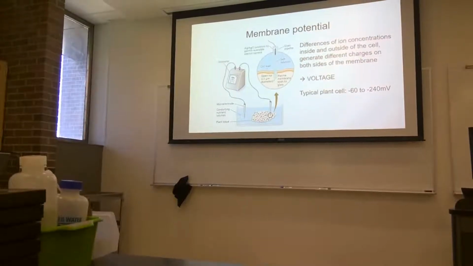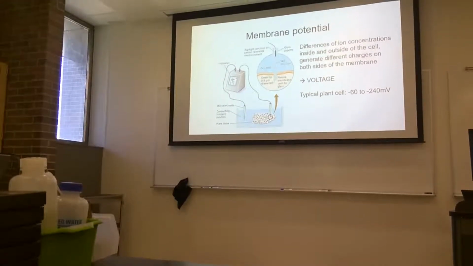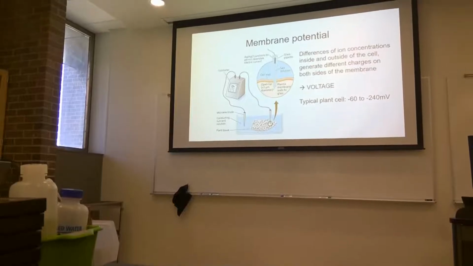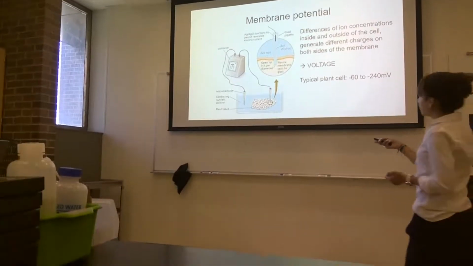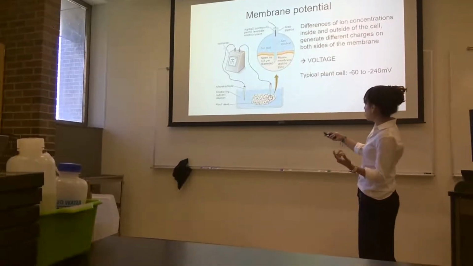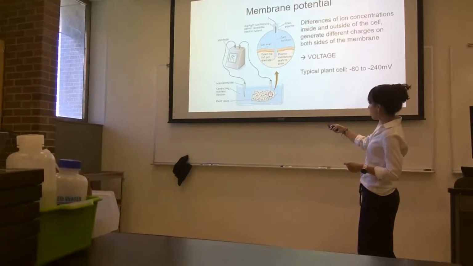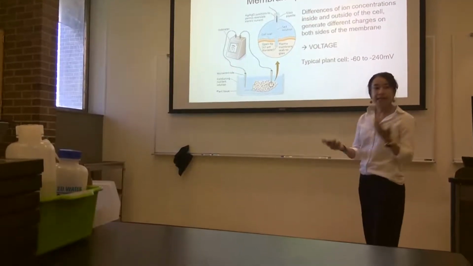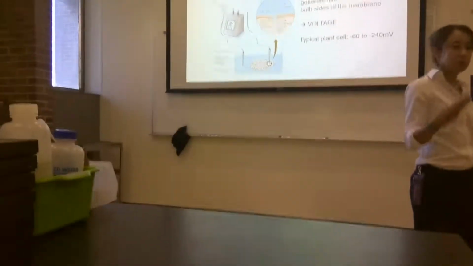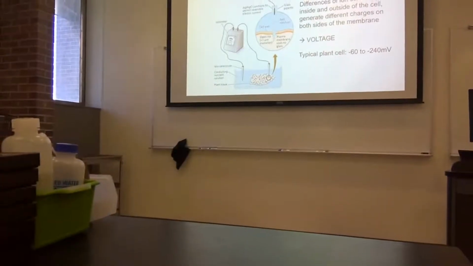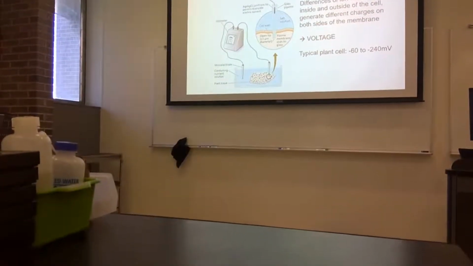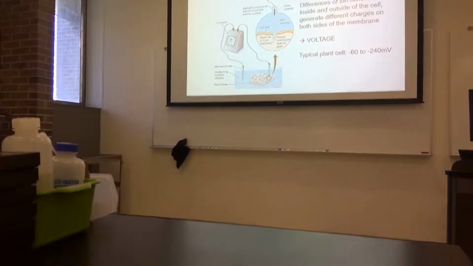And again, how do you measure that? You probably remember or have seen this more in relation to neurons. You take a voltmeter and have one of the electrodes outside and the other on the inside of the cell, and the inside is going to be negative, so there's going to be a voltage difference. And the typical plant cell ranges.